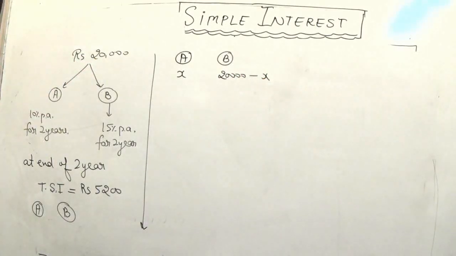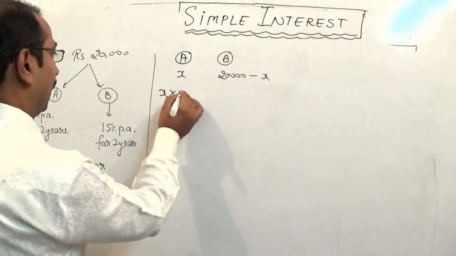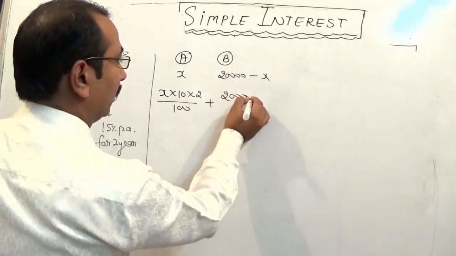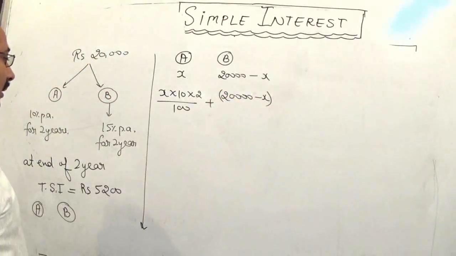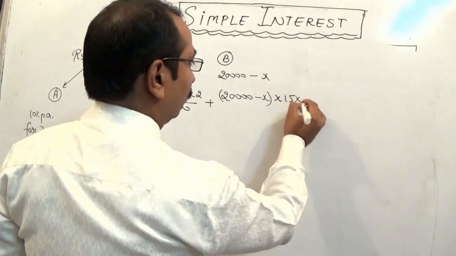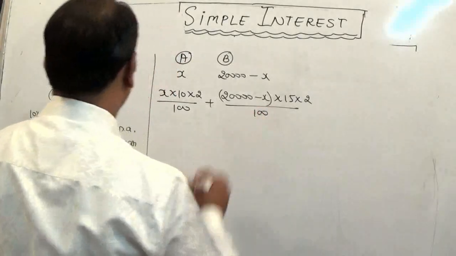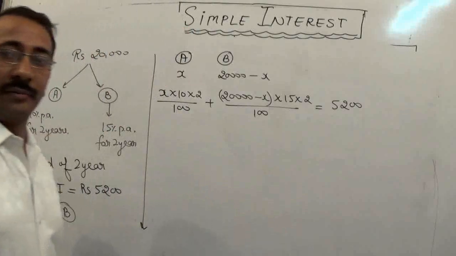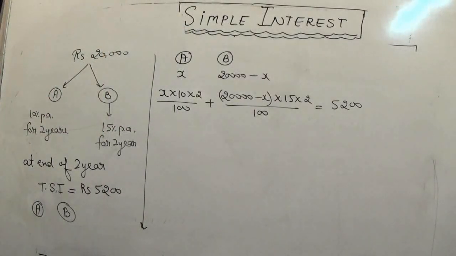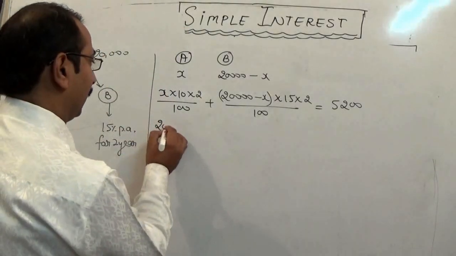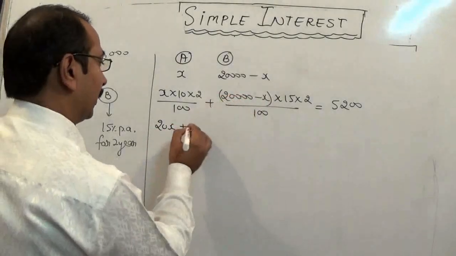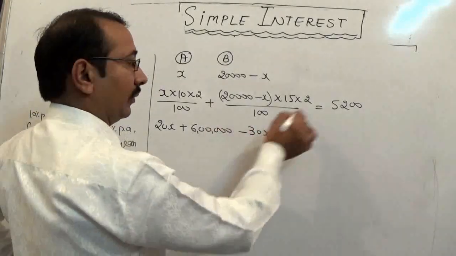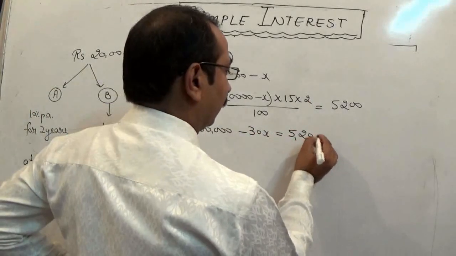How much interest he received from A? X into 10 into 2 upon 100. How much interest he received from B? 20,000 minus X into 15 into 2 upon 100, and the total simple interest that he received is equal to 5,200. And I have to solve the value for X. That's our question. I will cross multiply. This would be 20X plus 30 into 20,000, that would be 6 lakh, minus 30X equal to, when I multiply this by 100, this becomes 5 lakh 20,000.